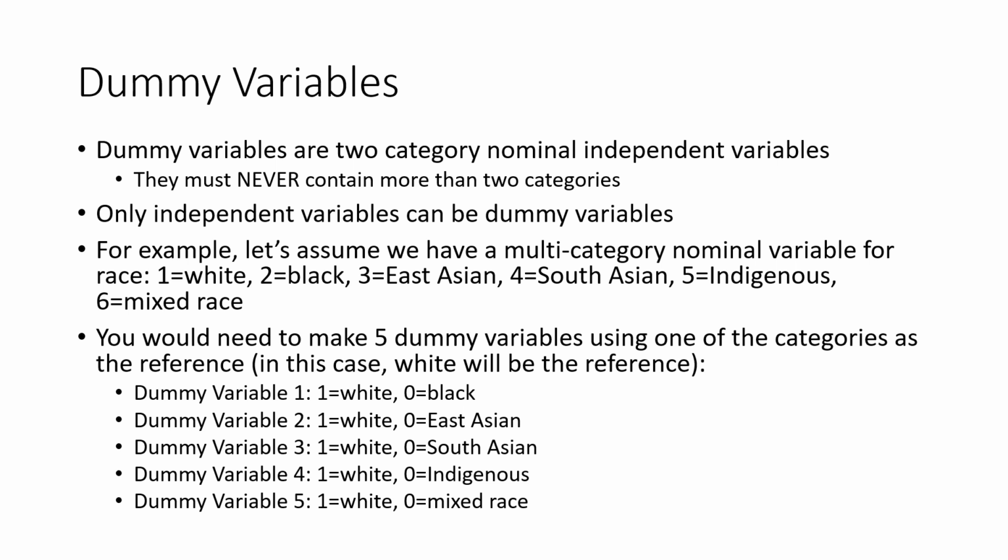And what I've done in the example on the slide is chosen white as the reference category, but it could be any one of those. It's just a sort of random choice. So from that one variable with 6 categories, you can create 5 variables as described here.